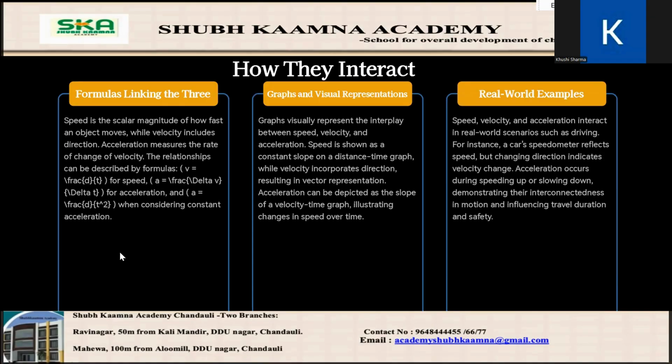Imagine this. You are cycling at 10 meters per second east. Then you speed up to 20 meters per second east in 5 seconds. So you have accelerated in the same direction, so velocity and acceleration go hand in hand.